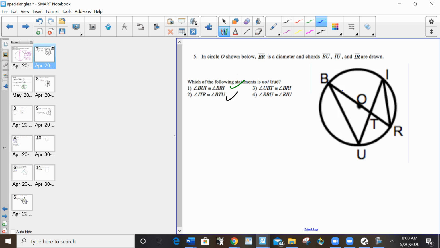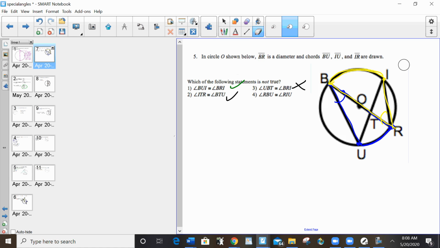UBT. This one is inscribed. It goes to U and it goes to R. So UR is the intercepted arc. BRI. This piece goes to B. This piece goes to I. So BI is the intercepted arc. Do they intercept the same arc? No, the yellow and the blue are not the same arc. Are they congruent? Do I know that BI and UR are the same? No. So I don't know that choice 3 is correct.